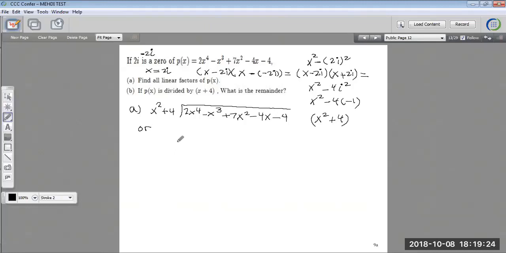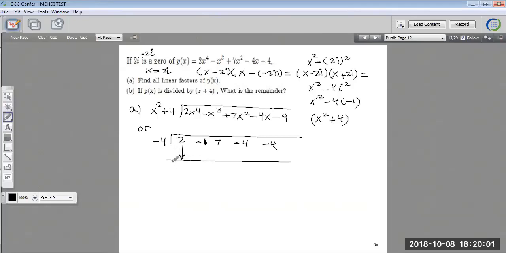Okay, for the synthetic division, we need to copy the coefficients, which are 2, minus 1, 7, minus 4, and minus 4. Anybody remember what I should put here? Plus 4 or minus 4? Minus 4, very good. Opposite of what you see there, minus 4. And this looks simpler to follow, so I'm going to go ahead and use the synthetic division.